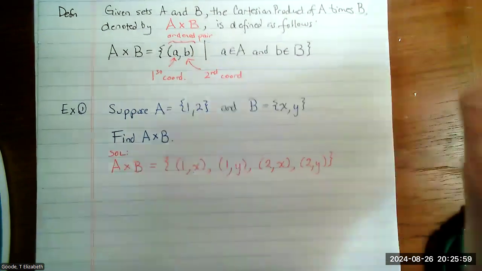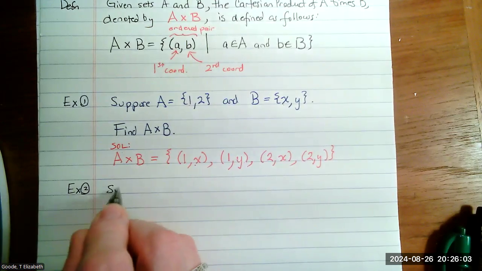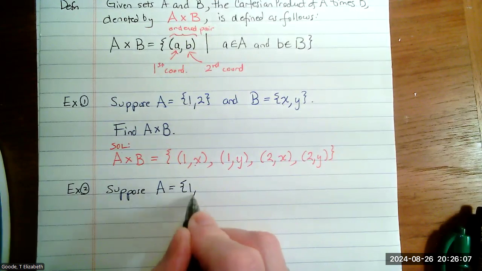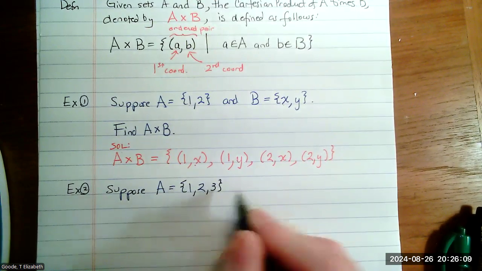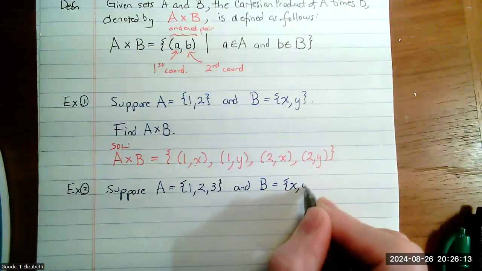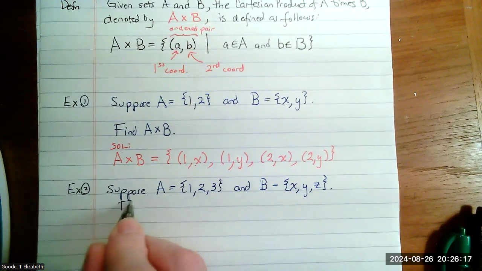Let's look at another example, just up the ante a little bit. Let's suppose A has 1, 2, and 3 in it, and B has X, Y, and Z in it. We're going to find A cross B.